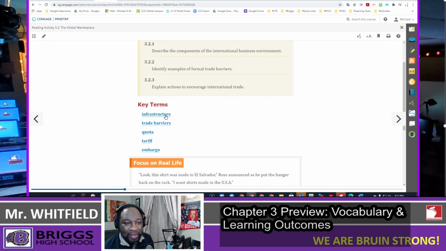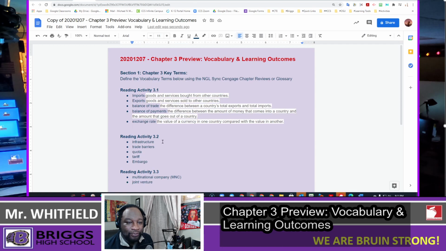Again, this is the second page. Infrastructure, a factor that supports international trade in industrialized countries, includes a nation's transportation, communication, and utility systems. And infrastructure includes what keeps a country running. Copy and paste that. And do the same thing for each one of the words in 3.2.